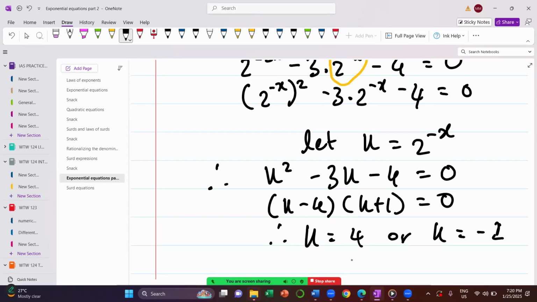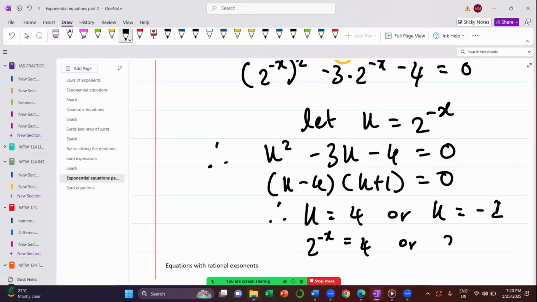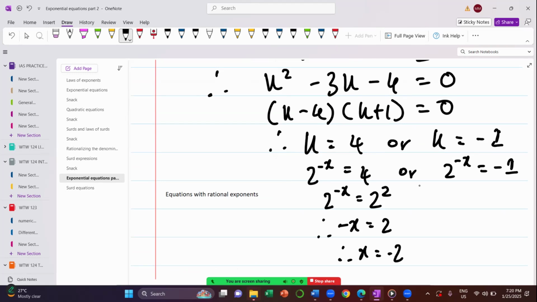Yes, sir. So now I have to remember what k is. K is 2 to the exponent of negative x, all equal to 4, or 2 to the exponent of negative x is equal to negative 1. Let's start with the first one. Here I have 2 to the exponent of negative x. This one is just 2 to the exponent of what? 2. Therefore, negative x is equal to 2. Therefore, x is equal to negative 2.